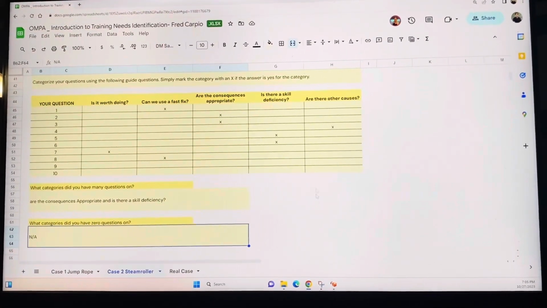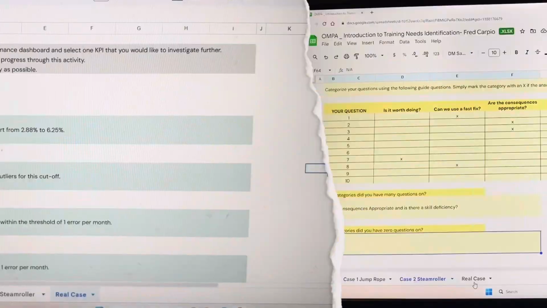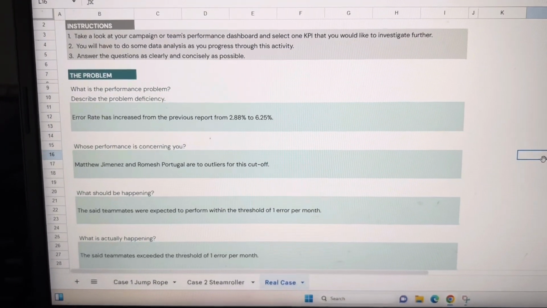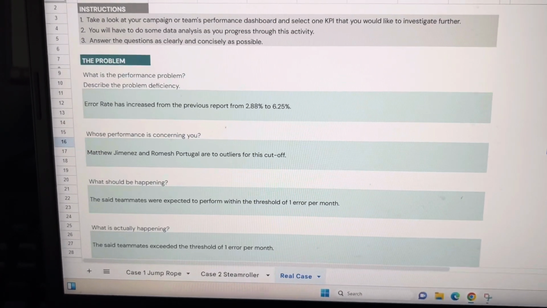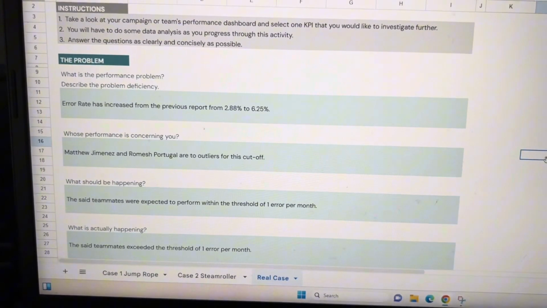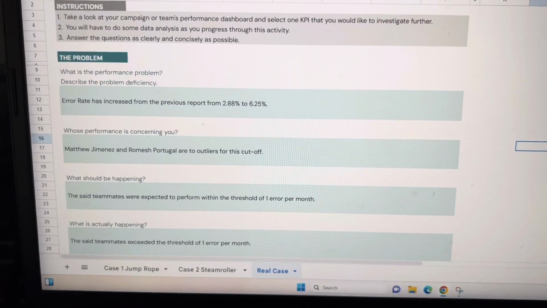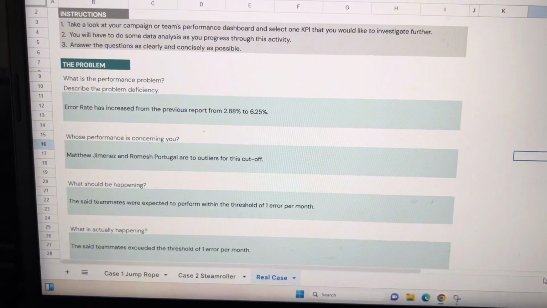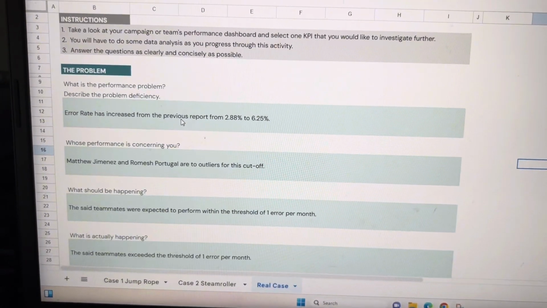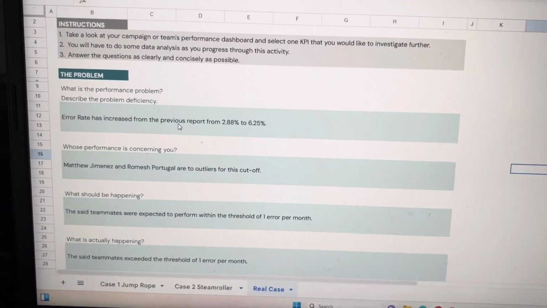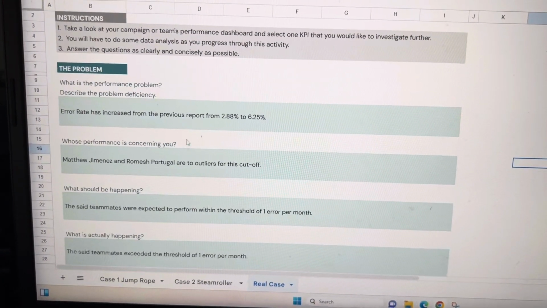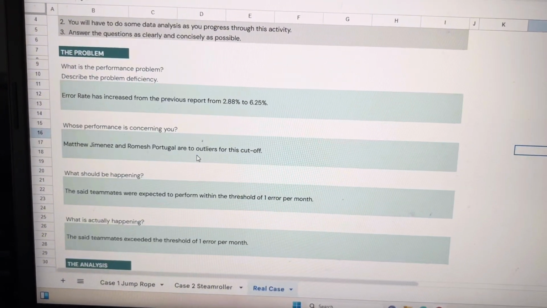Okay, now moving on to my real case. So this is a continuation of my training needs analysis, which is the real case part of the activity. So let's discuss the problem. What is the performance problem? Describe the problem deficiency. So the error rate for Game Masters PH has increased from the previous report, from 2.88 to 6.25%. Whose performance is concerning you?